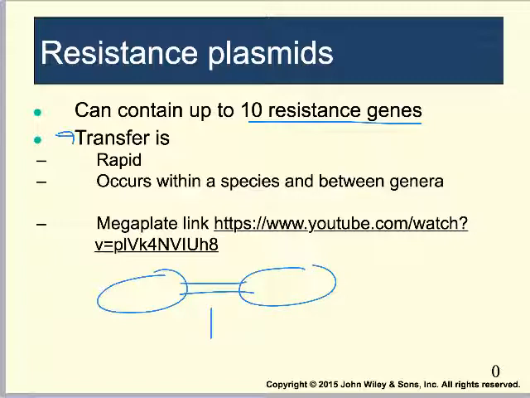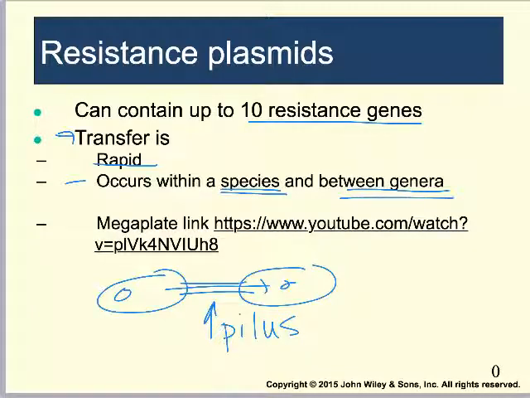So here's the pilus. Remember pilus from before? So this can be transferred from one organism to another. So the transfer is rapid, and it can occur within a species or between genera. Here is a video of a really cool experiment. It was done in 2016 at Harvard, where I want you to watch it.